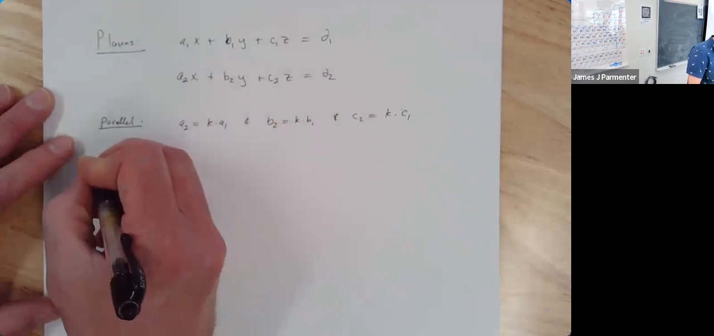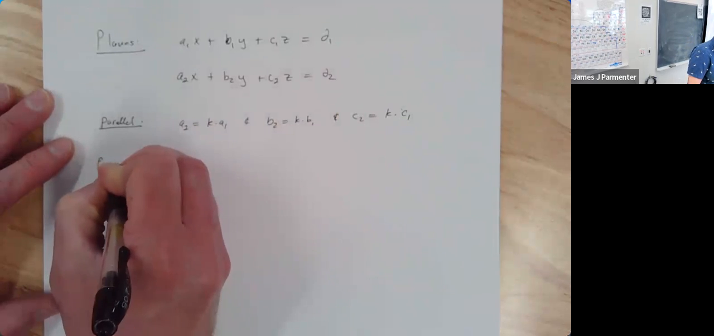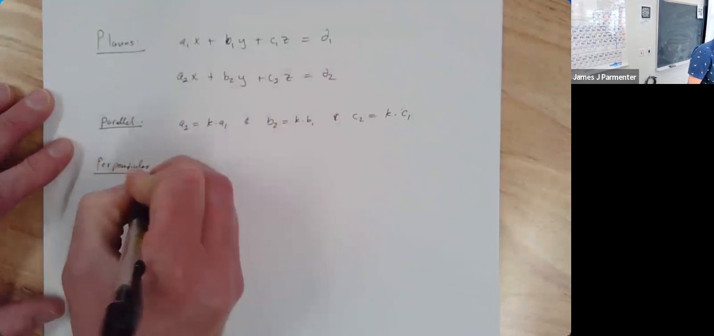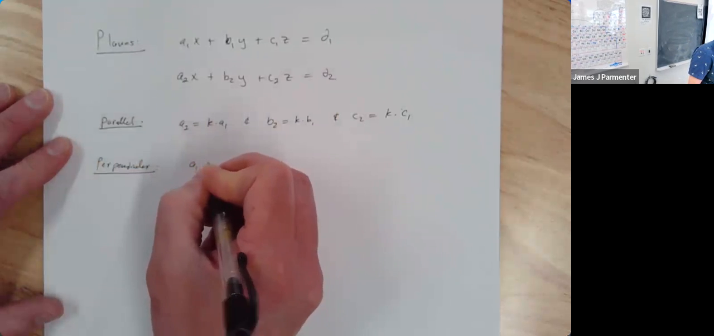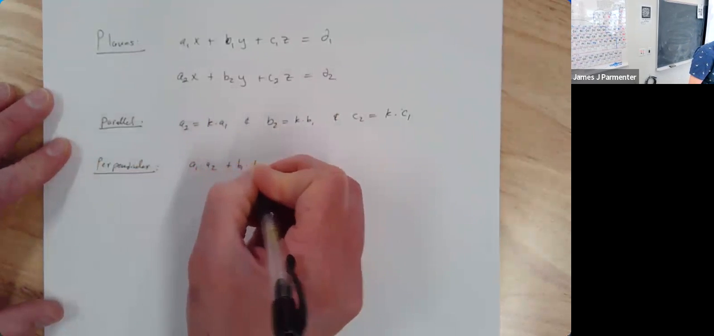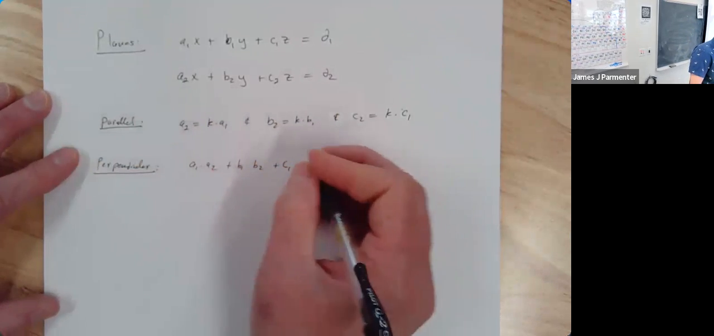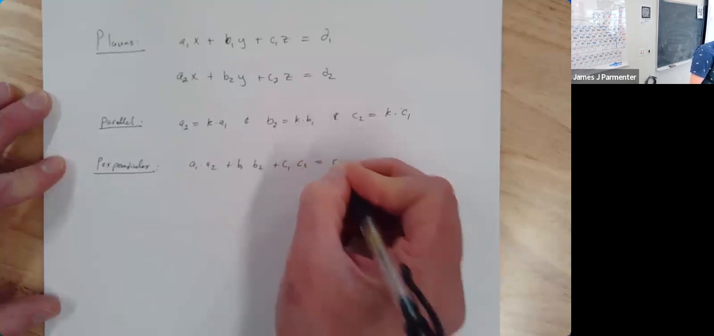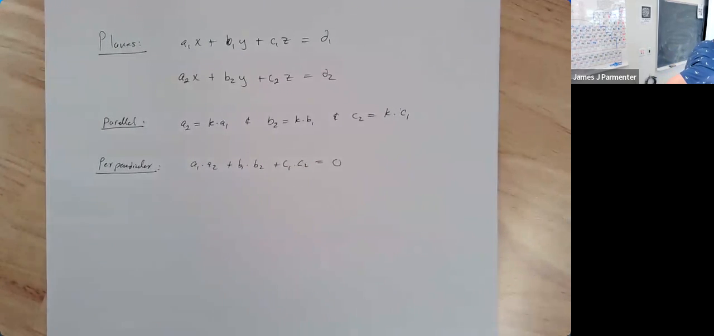And then for perpendicular, just to spell it out, two planes are perpendicular if a1 times a2 plus b1 times b2 plus c1 times c2 equals 0. That makes total sense to me now that I look at it. There's a reason that makes sense to me. It has to do with the dot product of the normal vectors being perpendicular to each other. But I don't think we end up talking about that in this class, so I shouldn't get too into it.